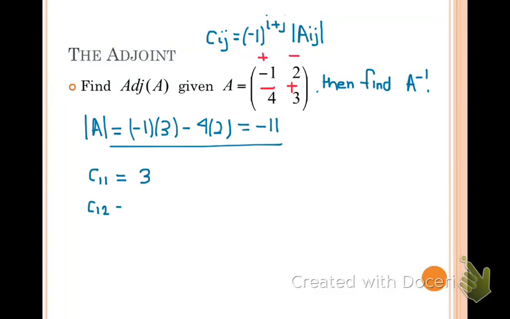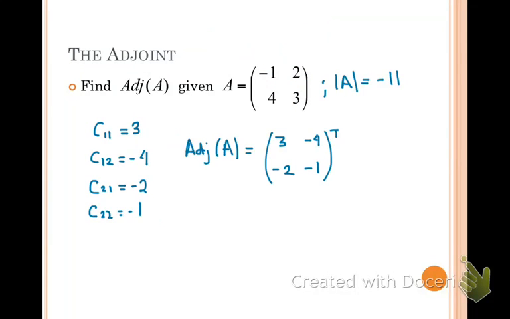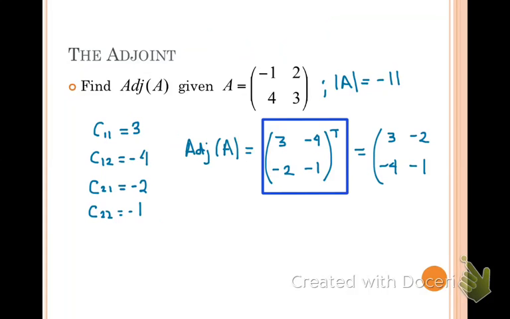To get C12, I go to the first row, second column, which is this element, which notice has a negative sign, so it's minus, and then I eliminate the row and the column associated with that element, and I'm left with 4. So the adjoint is the matrix of cofactors, and we take its transpose. So we end up with the matrix 3, -2, -4, -1.